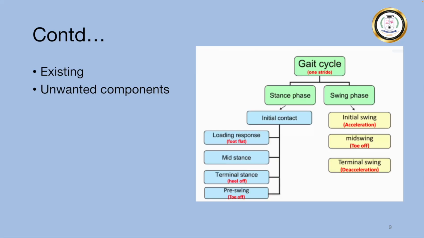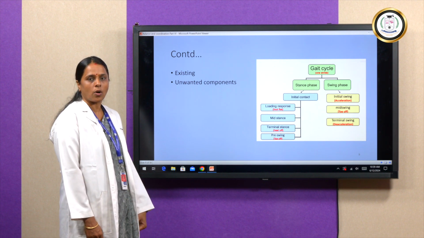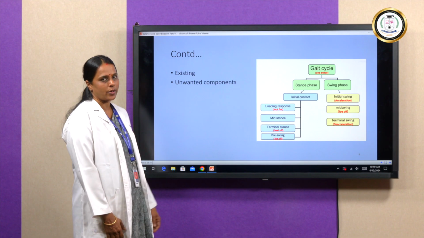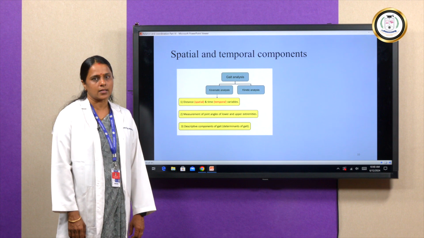Now to assess the gait, clarity of the gait cycle has to be there, which includes your stance phase and swing phase. The stance phase has its components, and the swing phase has its components. We can document in tabular form what are the existing components present in the gait assessment and what are the missing or unwanted components. All the documentation of spatial and temporal components should be done thoroughly. Gait analysis, the kinematic and the kinetic analysis, has to be done.